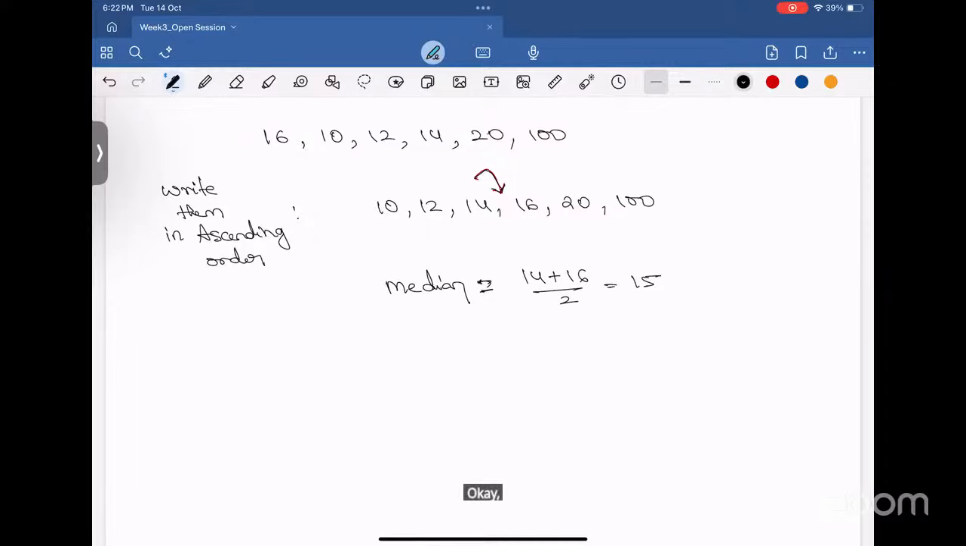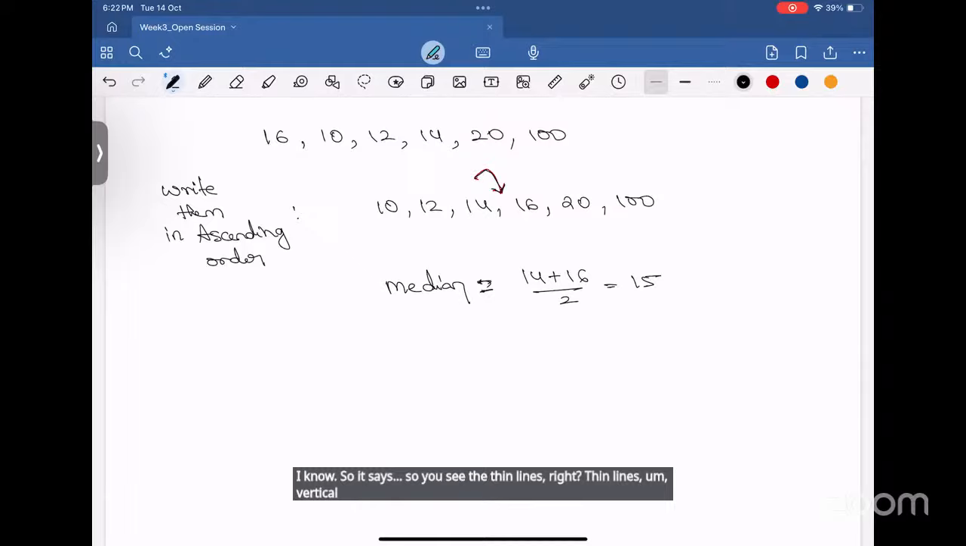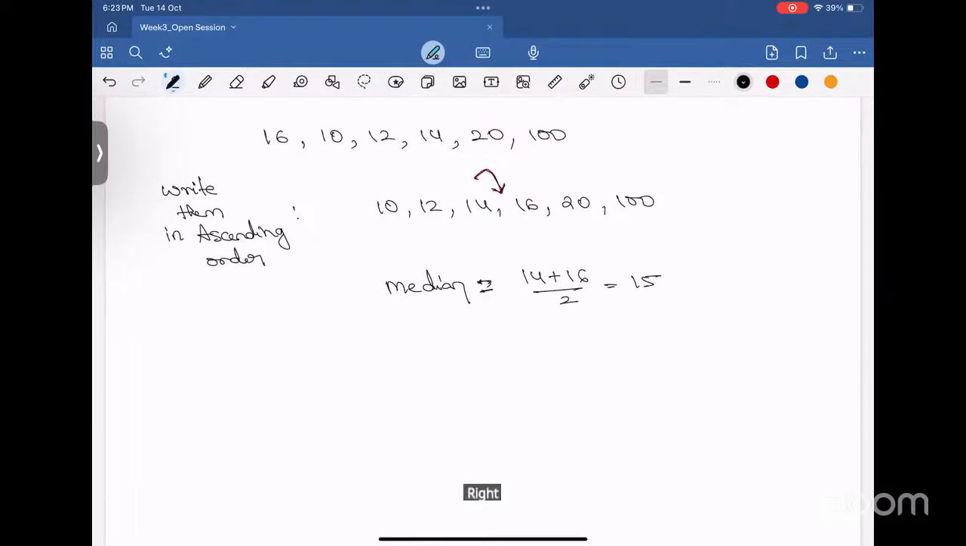Okay, this activity 3.5 is basically on the box plot, right? Yes, a box plot. Do you know how to read a box plot? No, sir. So you see the thin lines, right? Thin vertical lines above the box and below the box. Yes, sir.